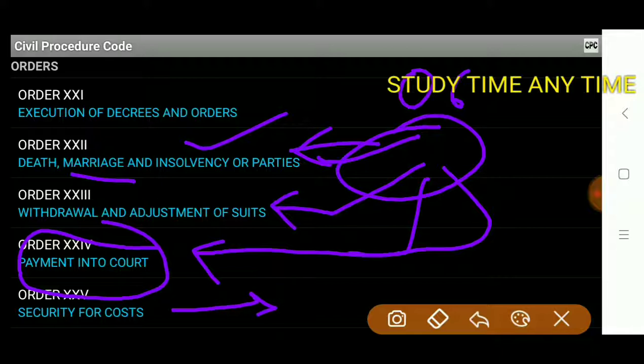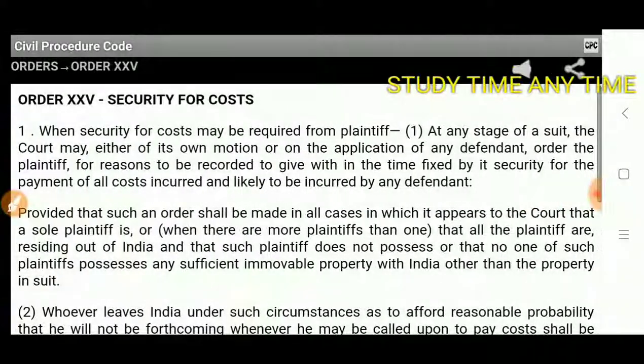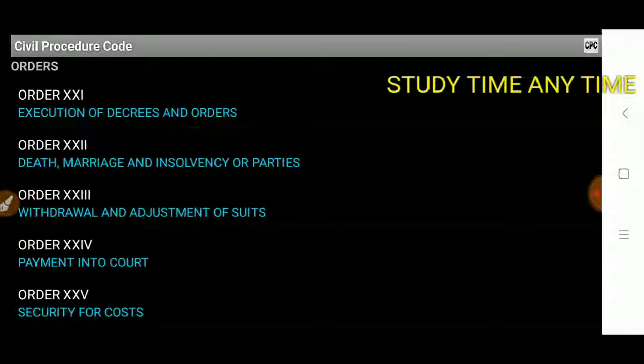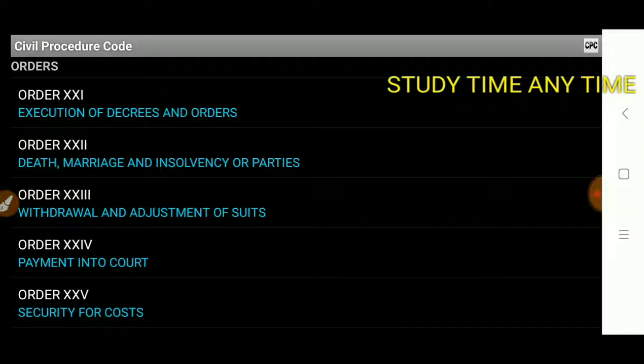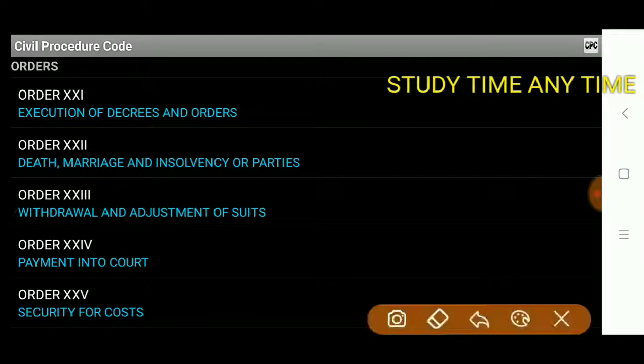So what is this? I will tell you in detail that security for cost may be required from the plaintiff at any stage. The court may, either on its own motion or on the application of the defendant, require the plaintiff to deposit security for some reason. So there may be some reasons, such as that the plaintiff will go out of India, or he is just harassing the defendant, and the court believes that there are such circumstances that the plaintiff needs to deposit a security, then the security is deposited here.